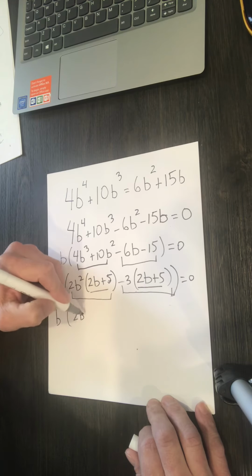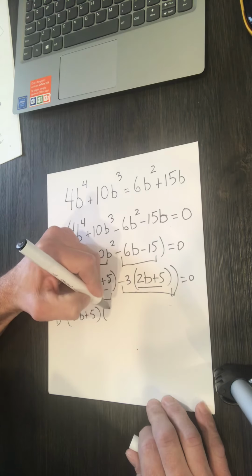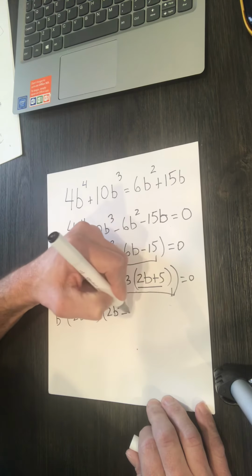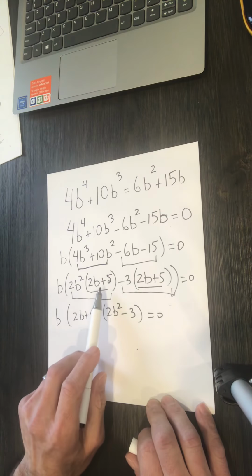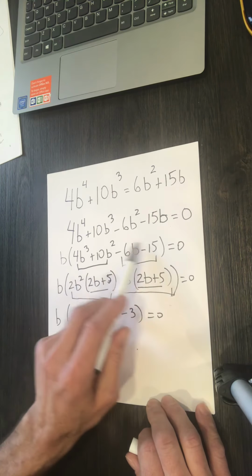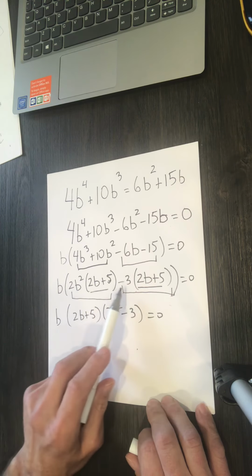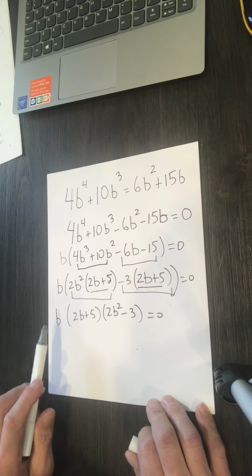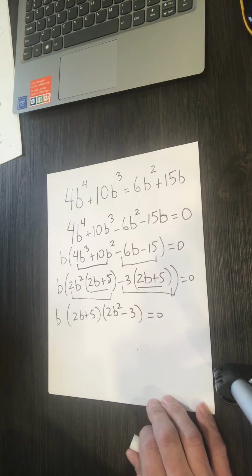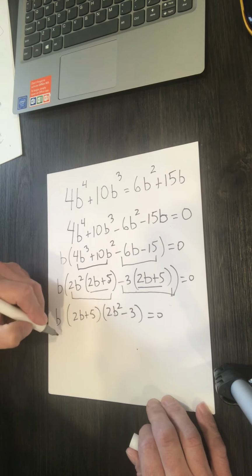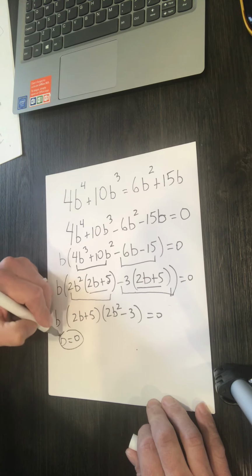If we factor out 2b plus 5, then we're left with 2b squared minus 3 is equal to 0. So we divided out the 2b plus 5 from what's in the outer set of parentheses here, and that leaves us with the 2b squared minus 3. Well, we have a product of 3 factors that equals 0. One of these factors has to be 0. So b equals 0. There's one of our solutions.